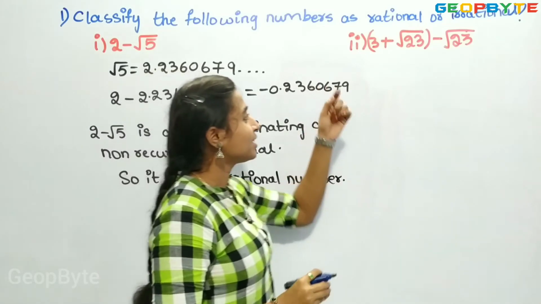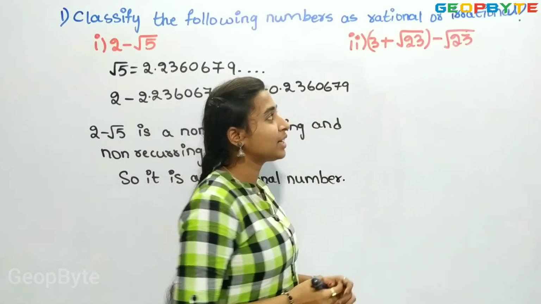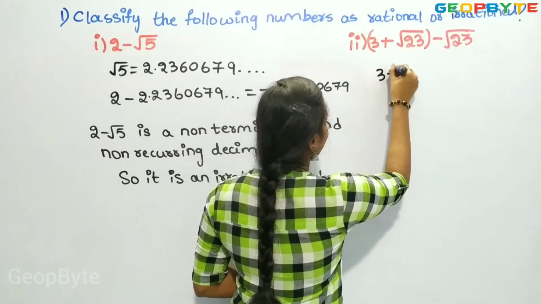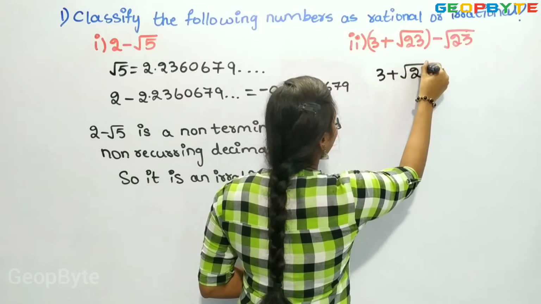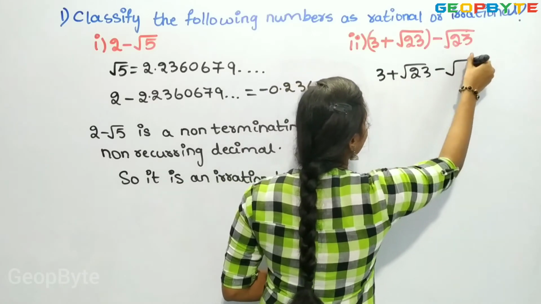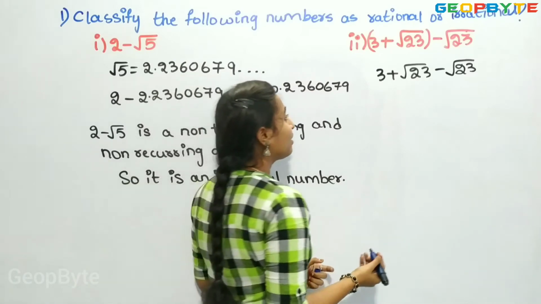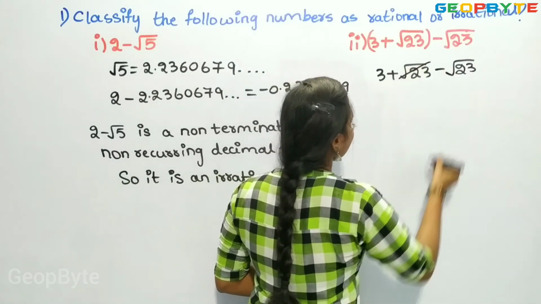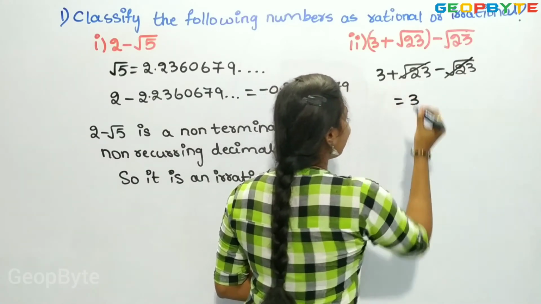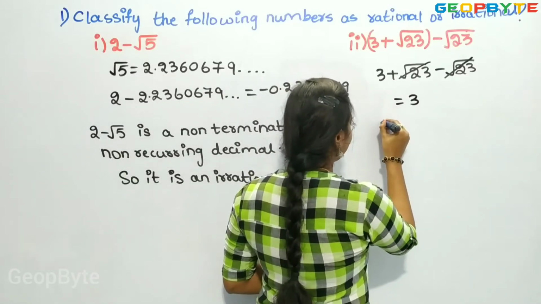Now let us see the second one. We have 3 plus under root 23 minus under root 23. Now let us write without brackets: 3 plus under root 23 minus under root 23. I have removed the brackets and written. Now if you see, plus root 23 minus root 23 gets cancelled. The leftover number is 3. As you all know, 3 is a rational number.